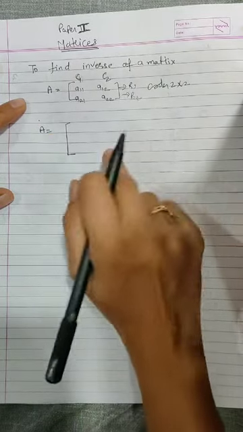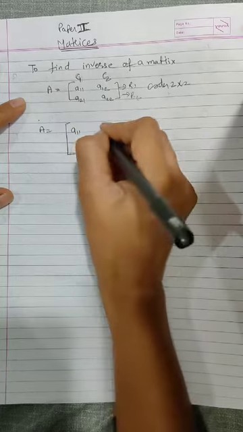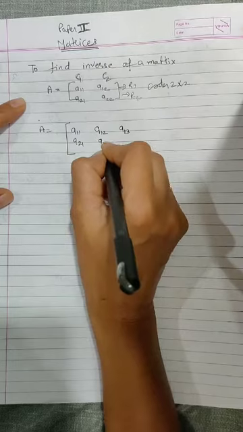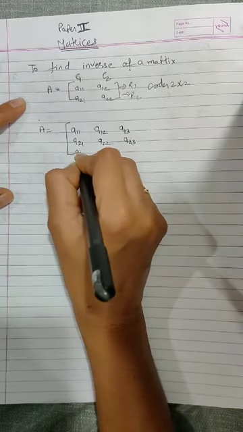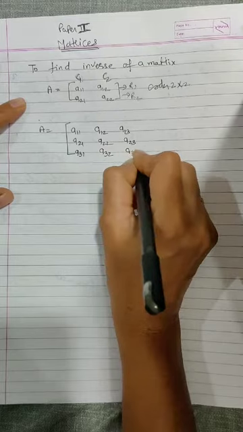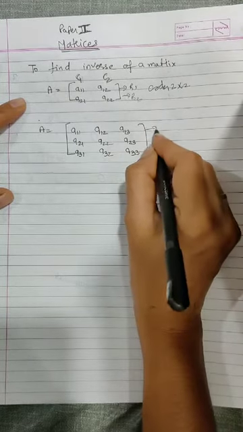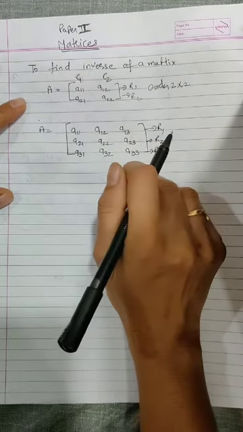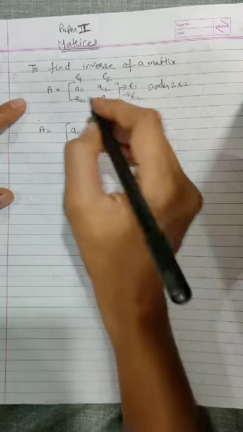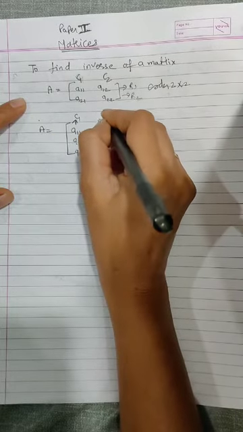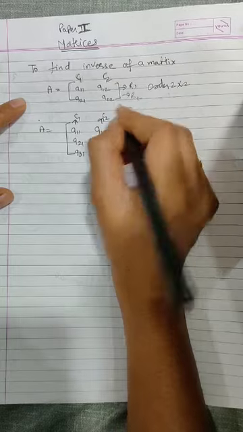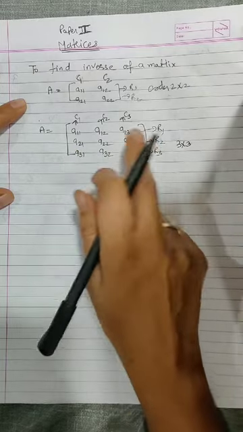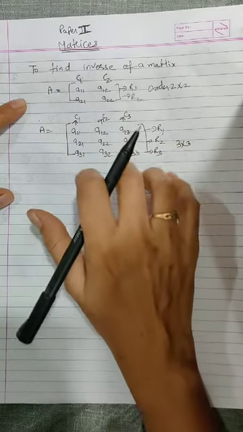Order 3 means 3 rows and 3 columns. So suppose it is A11, A12, A13, then A21, A22, A23, A31, A32, A33. So this is the first row, this is the second row, and this is the third row. The horizontal arrangements are called rows and the vertical arrangements are called columns. So this is column 1, this is column 2, and this is column 3. So this is the matrix of order 3 by 3. 3 by 3 means 3 rows and 3 columns. Okay students, so we know these basic things.